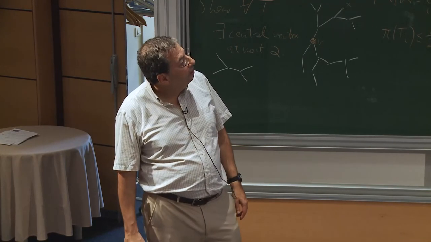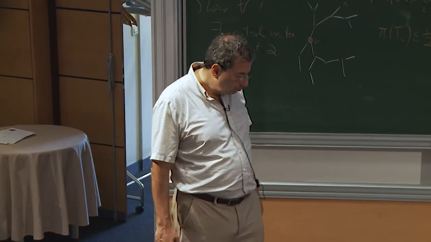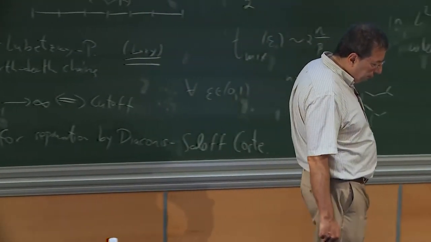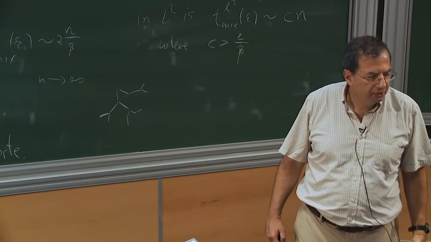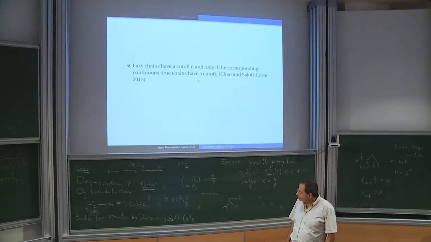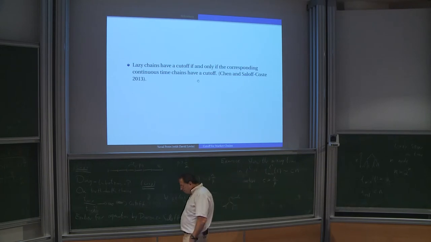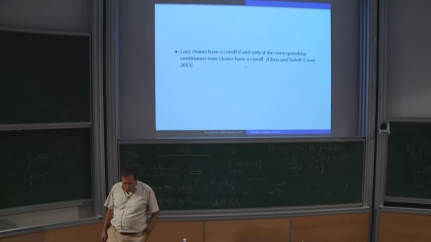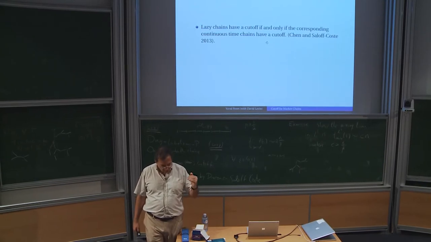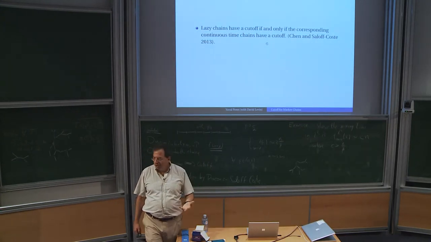Now, one very, very nice and very general theorem by Chen and Saloff-Coste says that if I have a discrete time lazy chain or a continuous time chain, they have cutoff together. So you can pass from one to the other, and prove whichever version is more convenient in an application. One direction of this is very easy, or I should say one bound in this direction. Given the lazy chain upper bound, it's easy to obtain a continuous time upper bound because a continuous time chain can be seen as an average of the lazy chain.